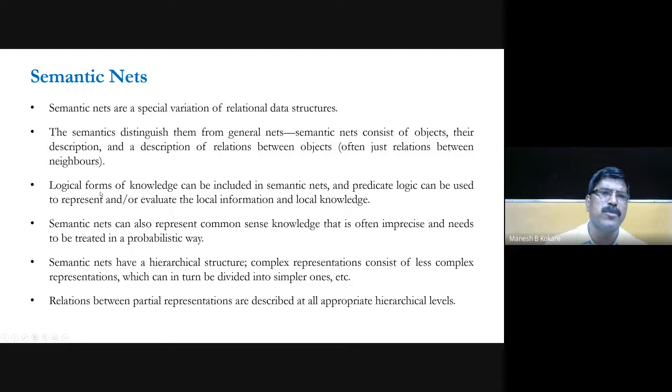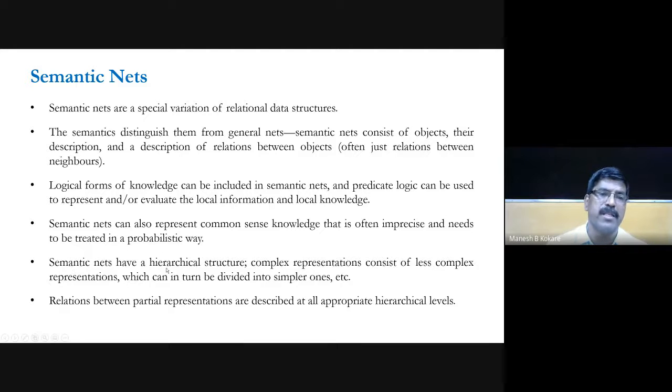So logical forms of knowledge can be included in a semantic net, and predicate logic can also be used to represent and evaluate the local information and local knowledge. Semantic nets can also represent common sense knowledge. Here we are not extracting color, shape or texture, but using the common sense of knowledge representation, which will be very useful for higher level representation. That is often imprecise and needs to be treated in a probabilistic way, and so on.